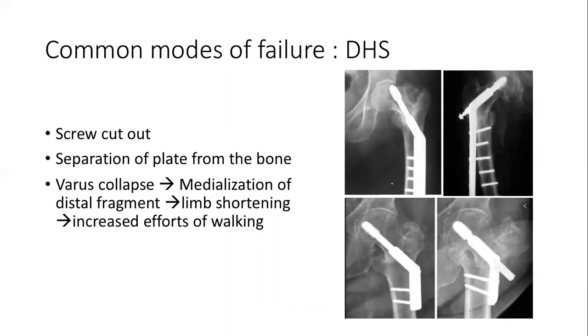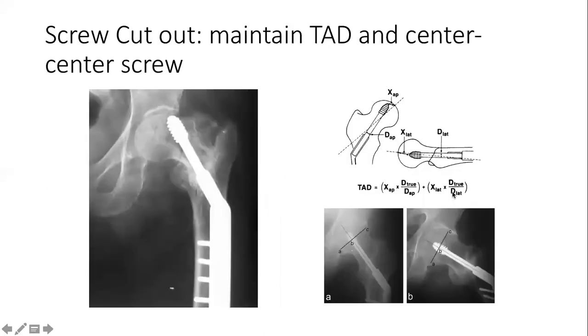Complications commonly seen in the dynamic hip screw system are, we have seen some screw cutout of the head. We have seen sometimes that the plate has separated from the bone. And there is another complication that is a very grave aftermath. Sometimes we can see that even after good fracture fixation, there is some varus collapse, medialization of the distal fragment, and significant limb shortening, which eventually leads to increased effort of walking, and may eventually lead to an abnormal gait of the patient. So how do we prevent screw cutout?